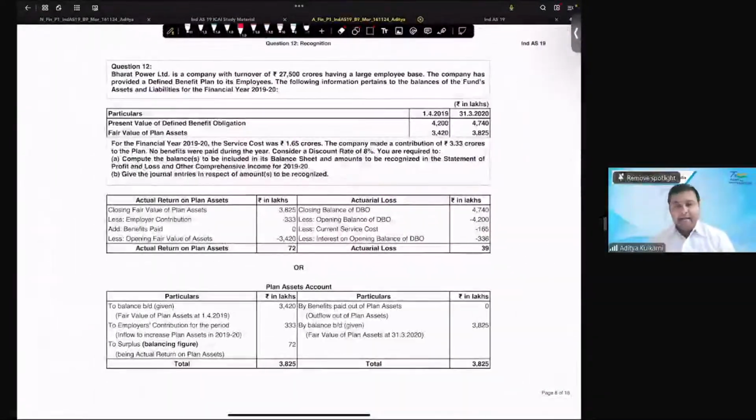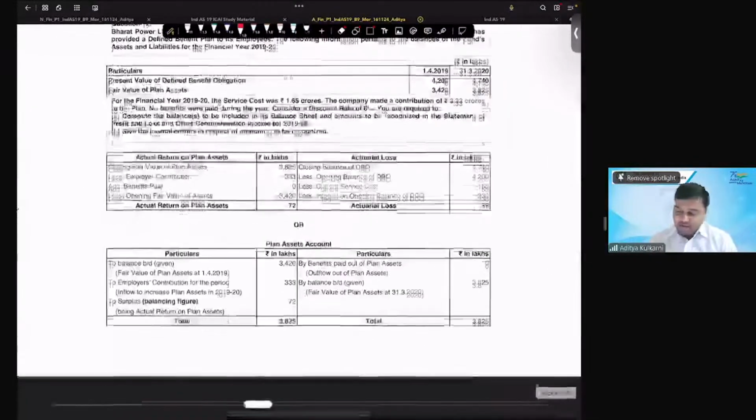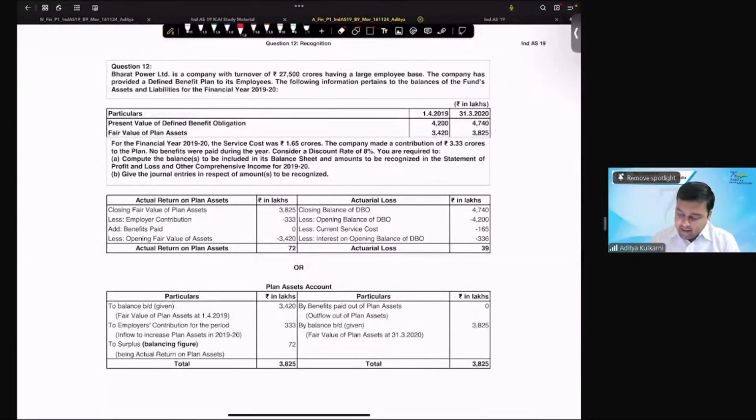We start up with plan assets account. What is your opening balance? 3,420. What is your closing balance? 3,825. Is it clear? Next. The company made a contribution of 3.33 crores. So in lakhs, it becomes 333. So to cash bank, employer's contribution is increasing the asset value 333. There is no benefits payout. So if I balance this, I am getting 72 lakhs.